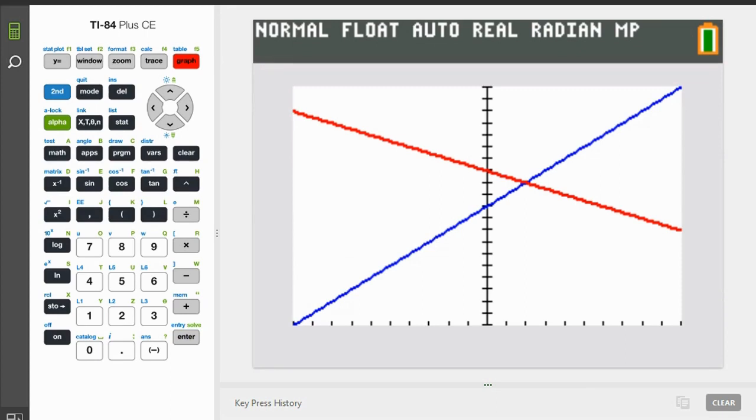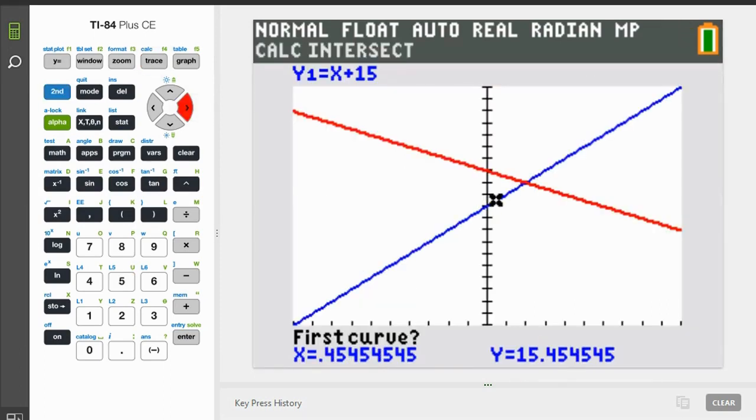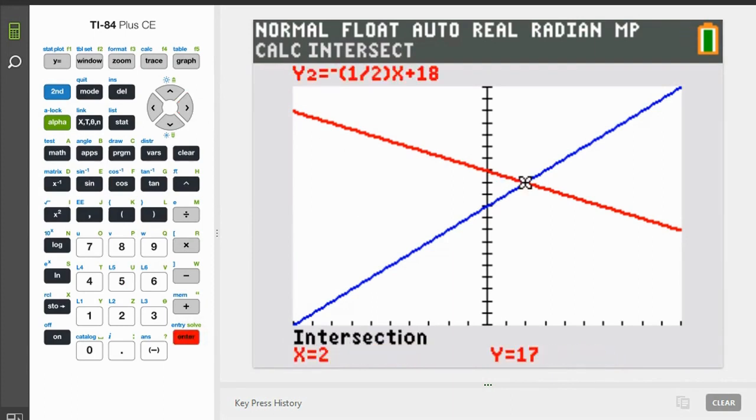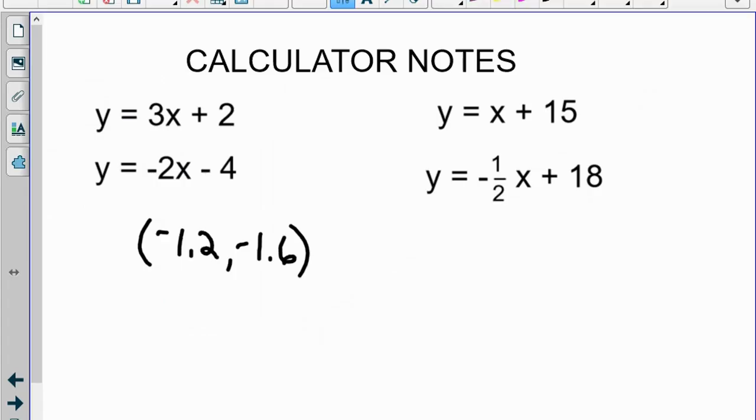Now I can do the same thing with the intersection. I can trace things, or I can do second trace, find an intersection, scroll close to the intersection, hit enter 3 times, and I get the actual value of that intersection at 2 comma 17. Okay, so my answer for this problem is 2, 17. But if I kept my window where it was originally, I would have never seen it. So you might have to actually look to see where a window is.